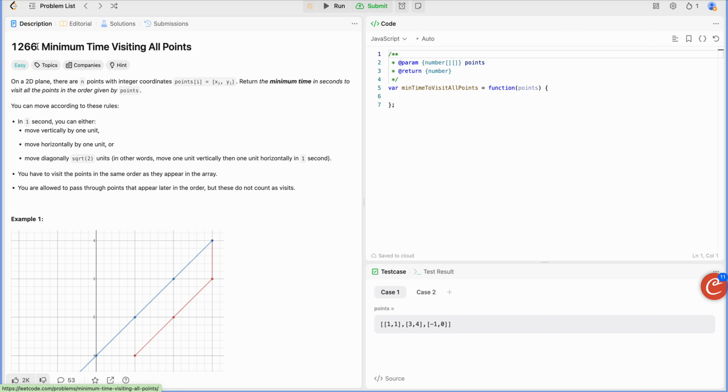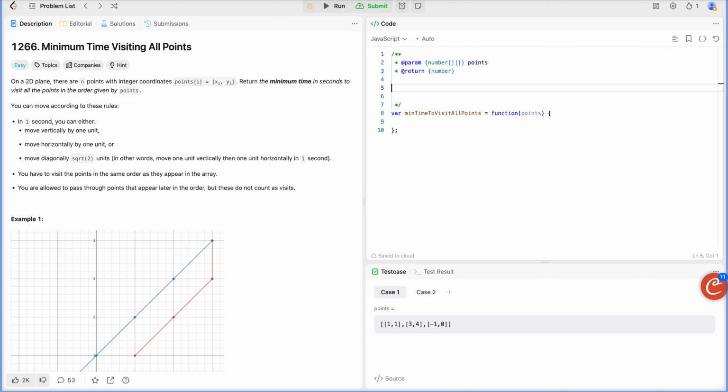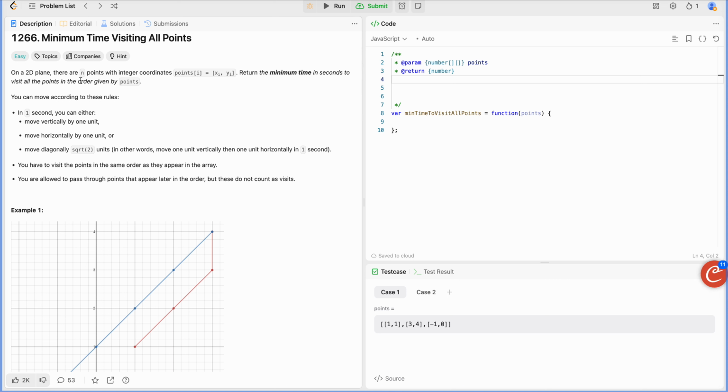Everyone, let's solve today's daily LeetCode challenge question. The question is easy and it is Minimum Time Visiting All Points. Okay, let's read the question together.